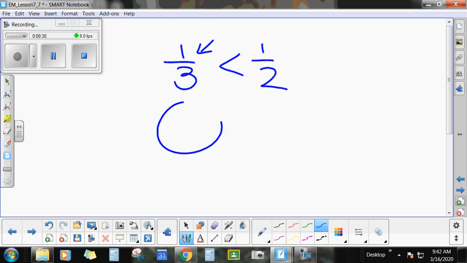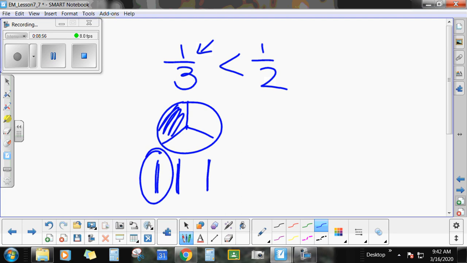If you want to think of it as a picture, go ahead and draw out your fraction circle and think, if I eat 1 out of 3 slices, I'm eating less than half. You could even put up 3 fingers. If these are 3 pieces of candy and you get to eat 1 out of the 3 pieces, aren't you eating less than half of them?